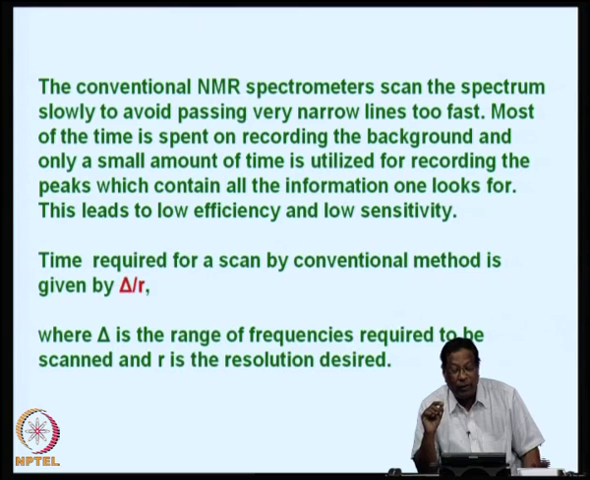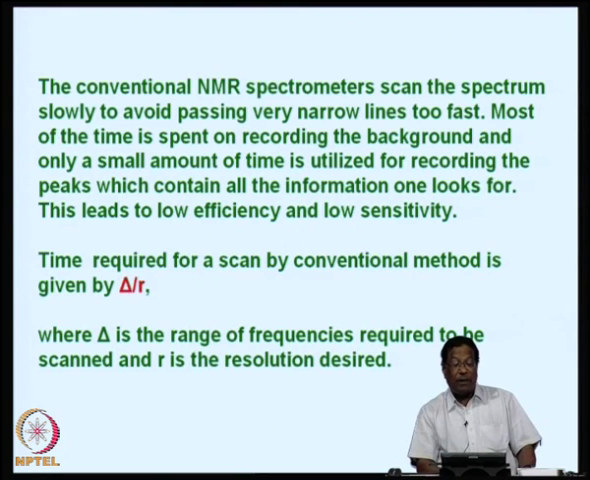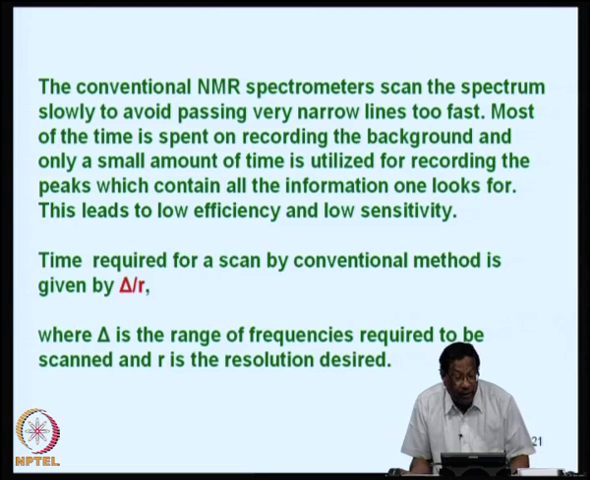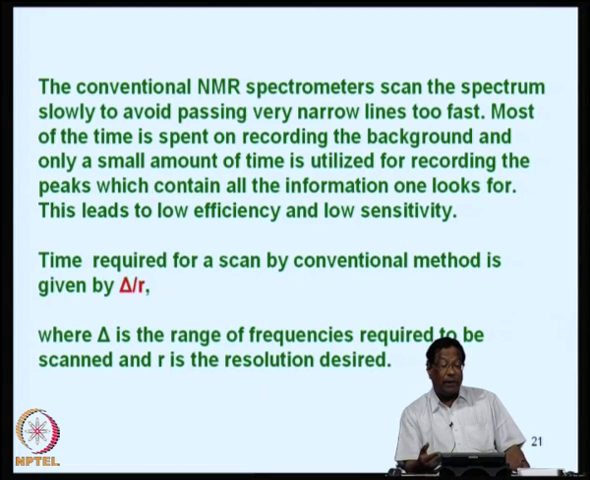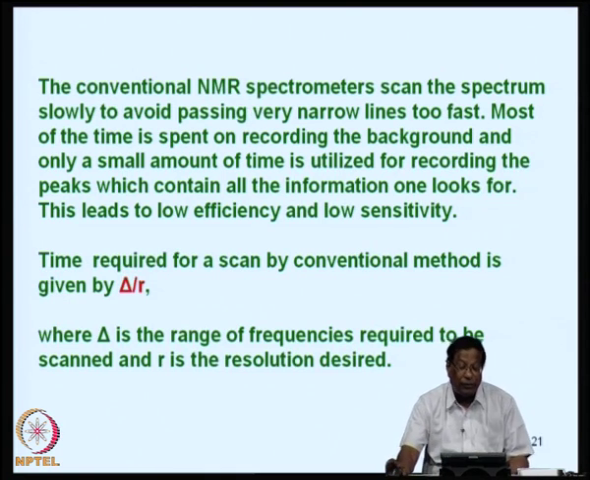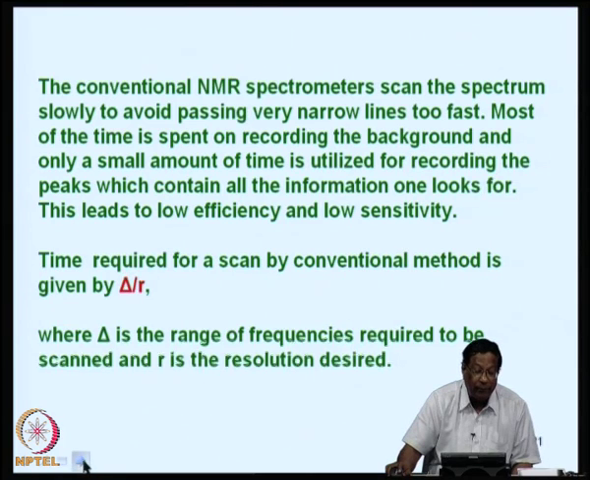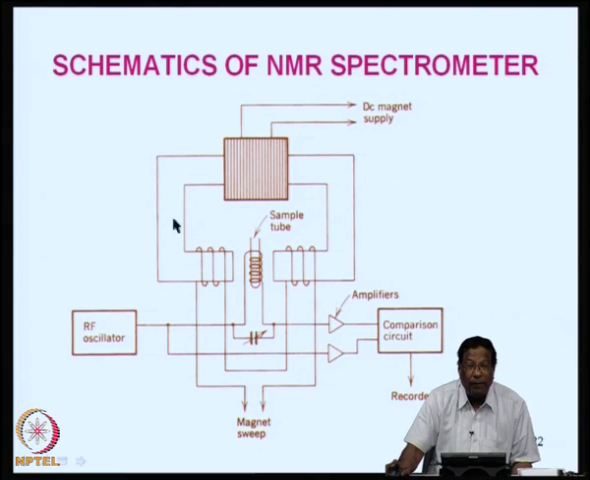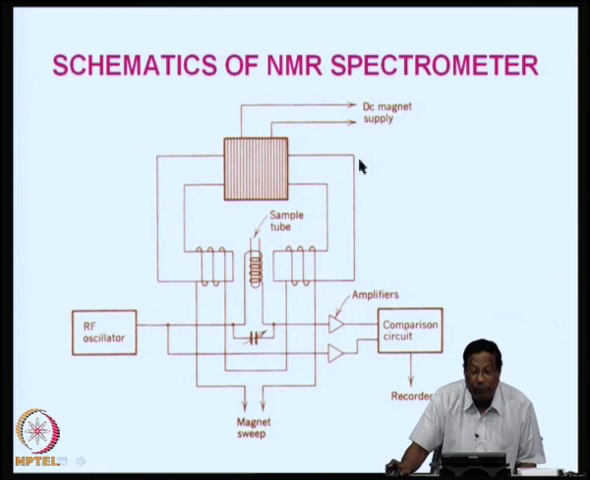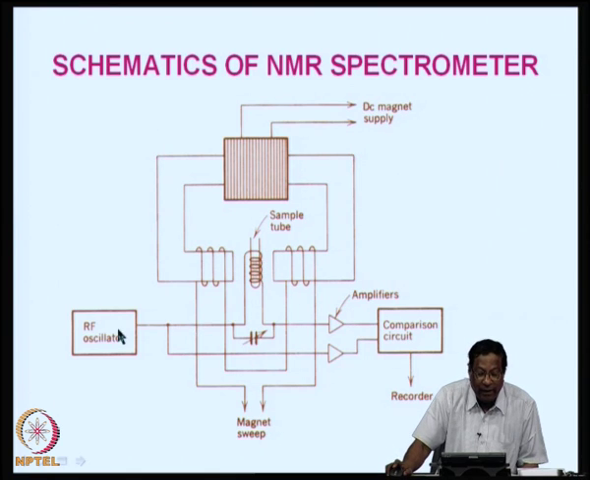The time required for a scan by the conventional method is given by delta over r, where delta is the range of frequencies required to be scanned and r is the resolution desired. So, if you take a look at the schematic diagram of an NMR spectrometer, you would see that there is a DC magnet and a power supply, and the sample is ensconced in a coil, and this is an RF oscillator.